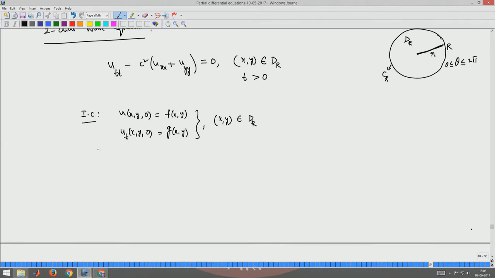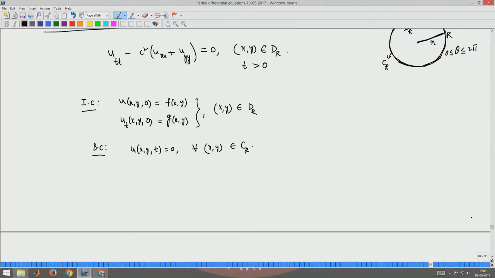At t equal to 0 you have the initial data, and you have the boundary data on the boundary of the drum. So what happens on C_R: u at (x, y, t) equals 0 for every (x, y) belonging to C_R. This means that all along the boundary the displacement of the drum or membrane is fixed, it is not vibrating. So this is the boundary value problem we want to solve.